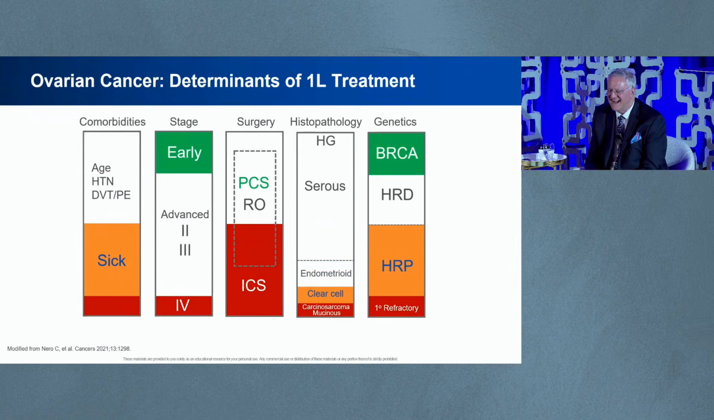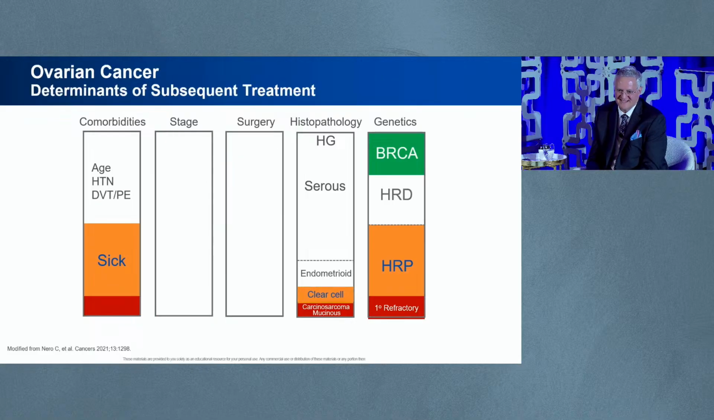So I just love this paper. When I read this paper, I thought, I can write a review paper. This is the way to think about things. That was the paper that I showed you with determinants of first-line therapy. Now determinants of subsequent therapy. Stage and surgery have really changed to medical therapy.